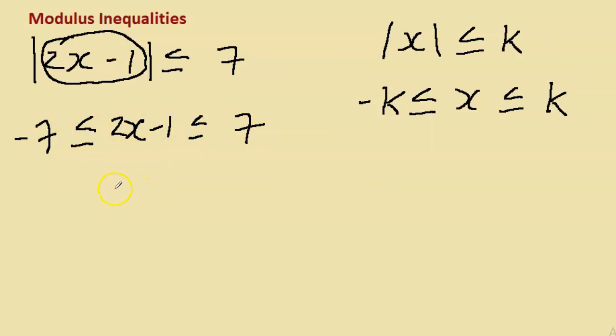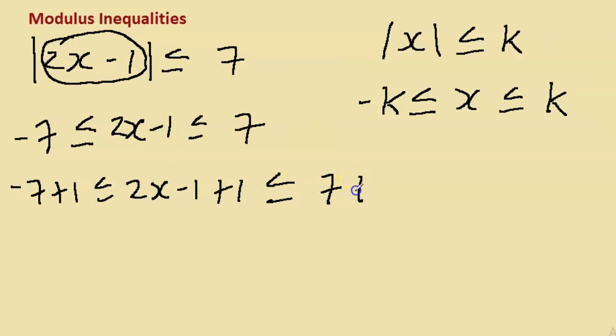To solve this we can add 1 to each section. Remember we're solving for x, so we want x by itself. We add 1 to get rid of this negative 1 here. So negative 7 plus 1, 2x minus 1 plus 1, and 7 plus 1. Negative 7 plus 1 is negative 6. Negative 1 plus 1 is 0, so we end up with just 2x here. And 7 plus 1 is 8.